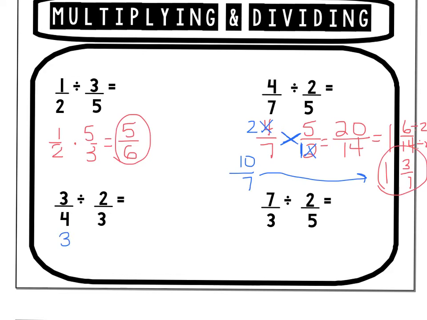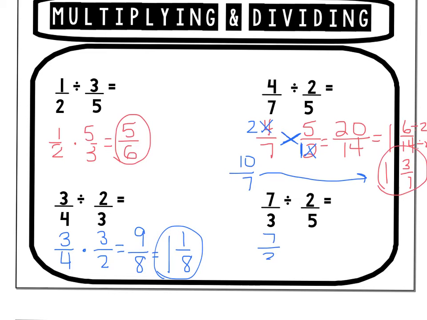The next one, flip the second and multiply. We get 9/8, which equals 1 and 1/8, because 8 goes into 9 once with 1 left over. The last one, 7/3 times, we have to flip that second. Top times top is 35. Bottom times bottom is 6. 6 goes into 35 5 times, takes us to 30. We have 5 leftovers.